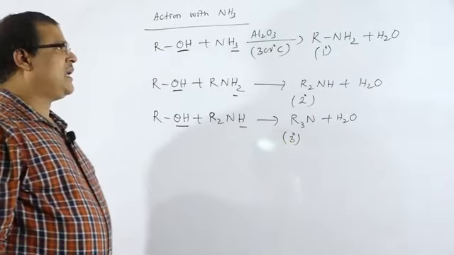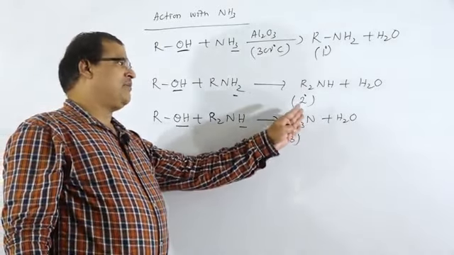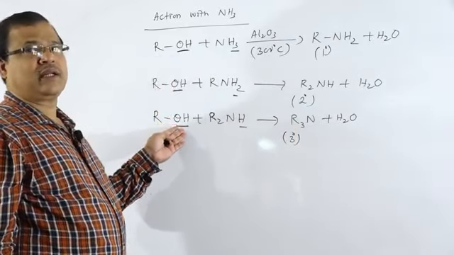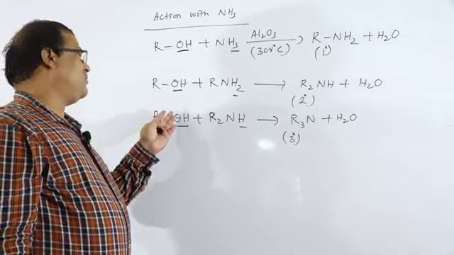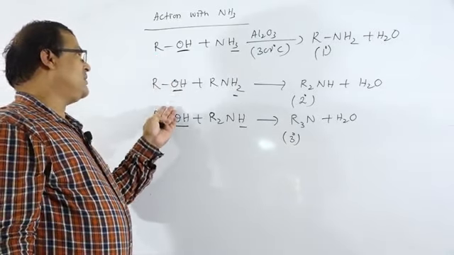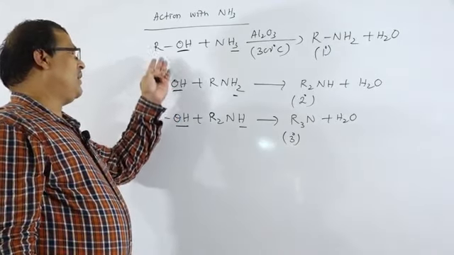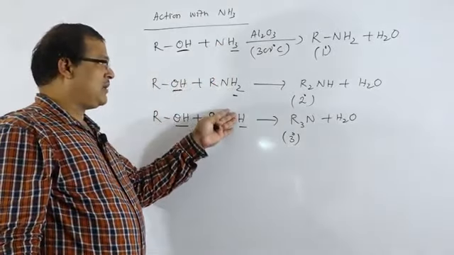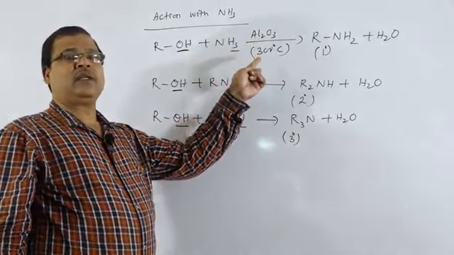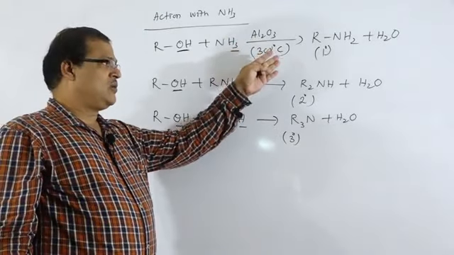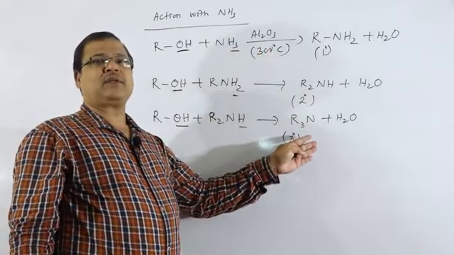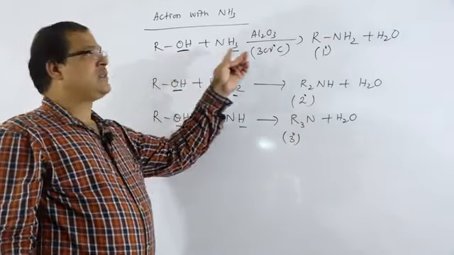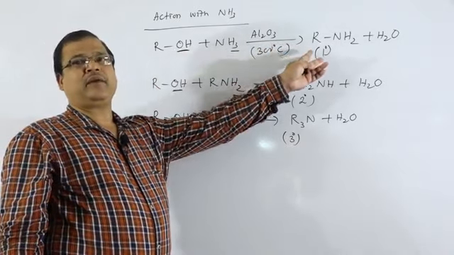So primary, secondary, tertiary amines, which will be produced depends on which factor? It depends upon the concentration of the alcohol we have taken. If we take more concentration of alcohol treated with ammonia in the same conditions, Al2O3 at 300 degrees centigrade, the reaction continues till the formation of tertiary amine. And if you take a smaller amount of alcohol, then the reaction stops at primary amine.